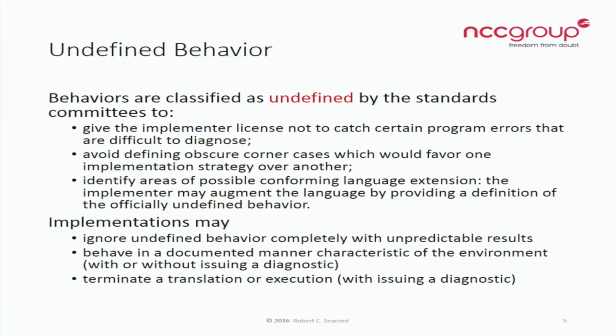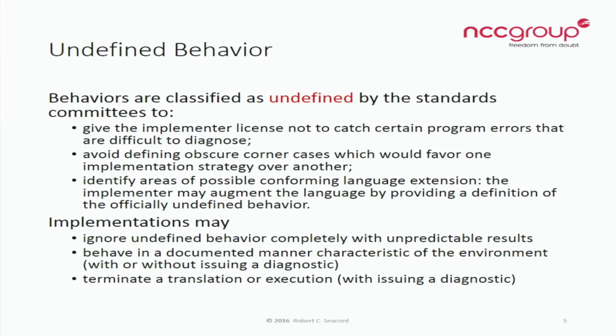So one of the things I like least about the language is the definition of undefined behavior, because not that all these concepts aren't valid, but undefined behavior was defined, I think, overly broadly in the standard. So it means one of three very different things. First of all, it gives license to compiler writers not to catch certain program errors that are difficult to diagnose. The C standard is written by C compiler writers for C compiler writers, and they're very friendly to each other. So they pat each other on the back and say, if it's hard, you don't have to do it. And that's how this comes about.